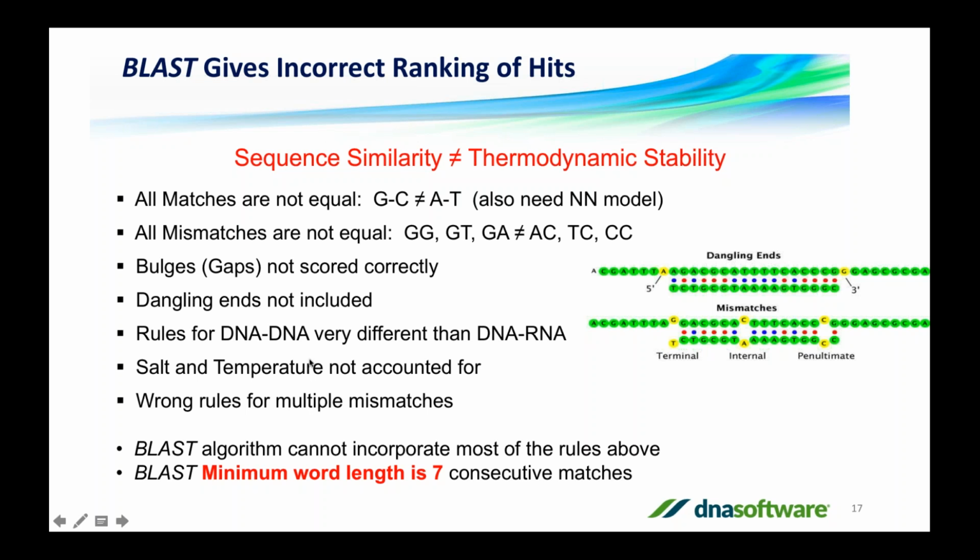BLAST doesn't include different rules for DNA-RNA hybridization versus DNA-DNA. It doesn't include effects for salt and temperature, and has the wrong rules for multiple mismatches, and the location of mismatches are not accounted for differently. But the most important negative is that a BLAST search has a minimum word length of 7 consecutive perfect matches. If your hybridization does not contain 7 consecutive perfect matches, then it will not be detected.